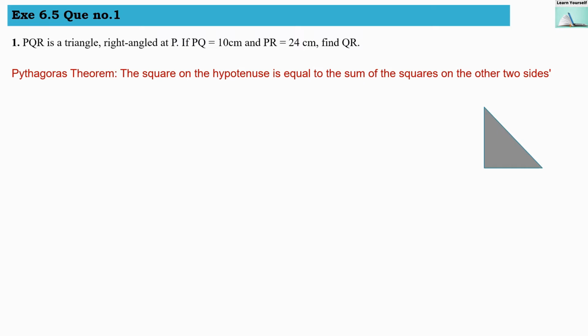PQR is a triangle right angled at P. So let us give a name to this right angle triangle. It is right angled at P, so I am denoting P over here where the right angle is, then P, Q and R. Now PQ is 10 centimeter. The length of this side is 10 centimeter and PR is 24 centimeter. So this is 24 centimeter and we have to find out the QR.